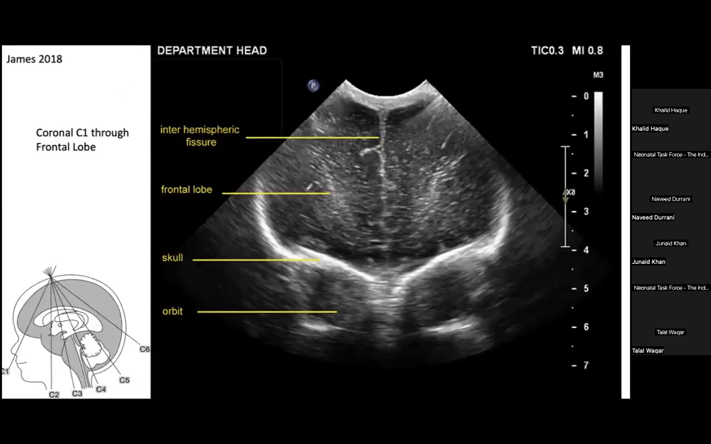So let's go one by one to understand the anatomy more easily. As I said, this is C1 through the frontal lobe. The probe is here, and the right side of the baby, if you remember, is represented on the left side. So which structures will you find when you cut in C1? The interhemispheric fissure in the midline. The frontal lobe would be here, and this will be the skull. If you see here, it's getting wide because it's not showing any waves passing through. And these will be the orbits.